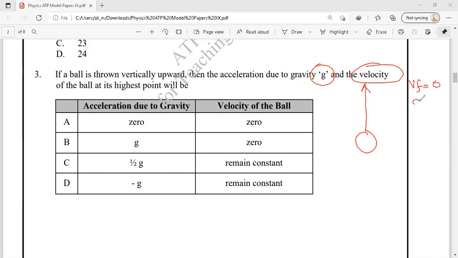जबकि ग्रेविटेशनल एक्सेलरेशन कांस्टेंट है, दैट इज 10 meters per second square. So acceleration will be equals to g, and the final velocity of the ball becomes 0 at the highest point. So option B is the right answer for this question number 3.